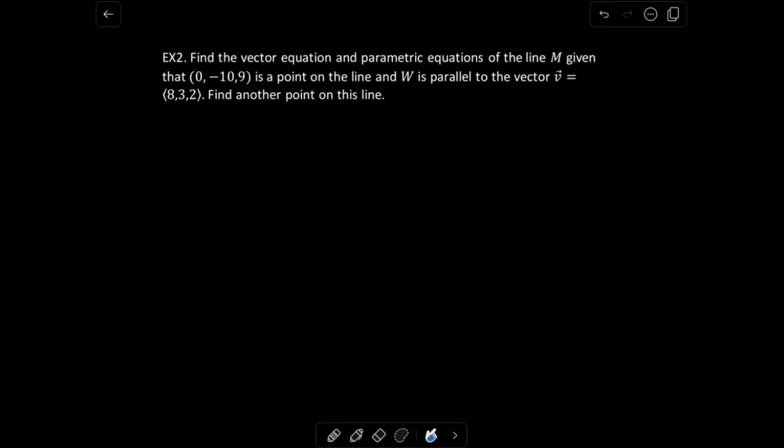Okay, exercise 2. Again, find the vector equation and parametric equations of that line. You have a point on the line, you have its direction vector. I also want you to find another point on that line.